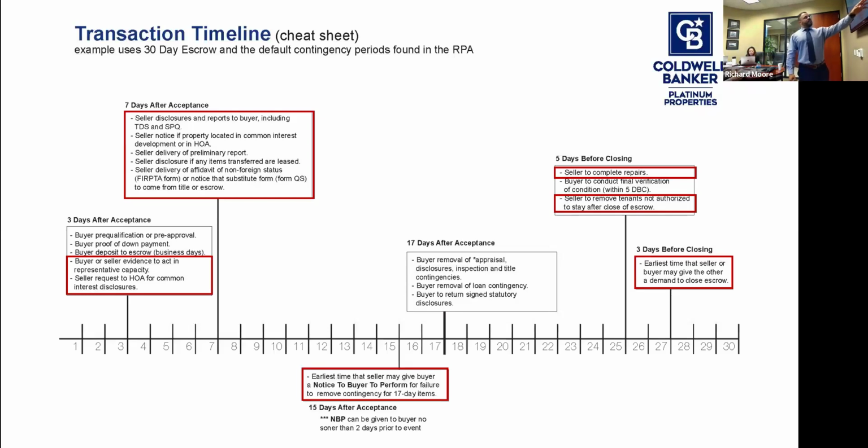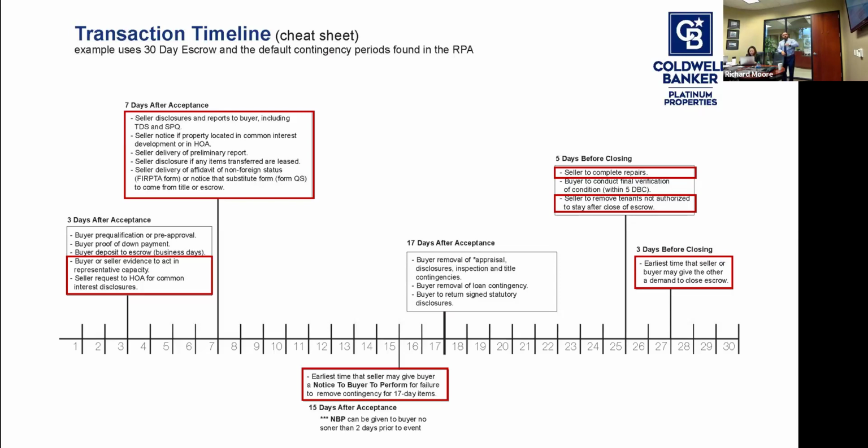And so on day 27, if the seller has a feeling that the buyer doesn't want to close on time, or doesn't want to close, then the seller can send a notice to perform, or sorry, it's not a notice to perform, it's a demand to close escrow. And if they don't close escrow on the specific date, then the seller can cancel without being in breach. But that's the worst case scenario. I haven't seen anybody do that.